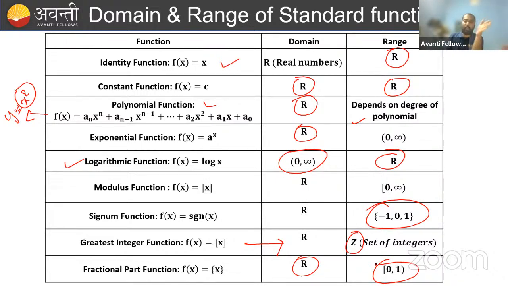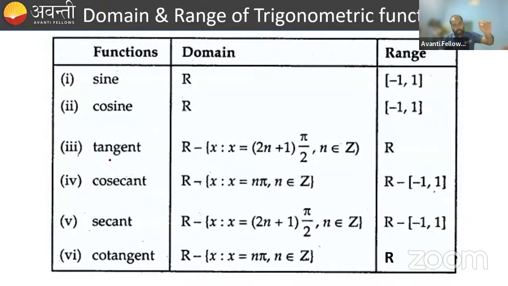You have to remember the domain and range of all these standard functions, because they will be very useful in the future, in calculus also. So let's move to some other functions. You have already covered trigonometry in class 11th. I hope all of you know the domain and range of the trigonometric functions. How many trigonometric functions do we have? Six: sine, cosine, tangent, cosecant, secant, and cotangent.